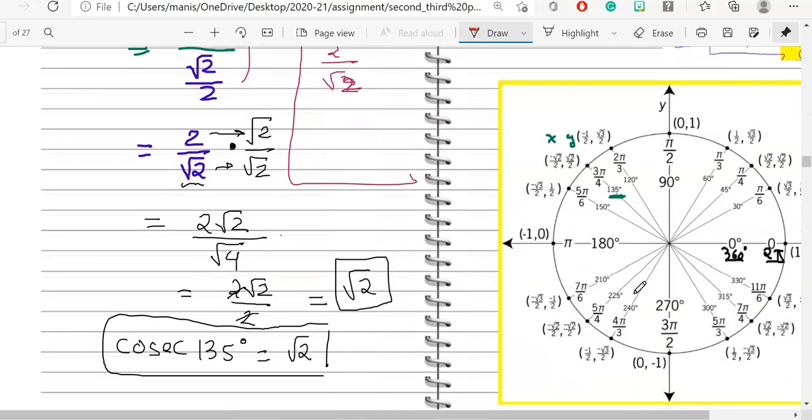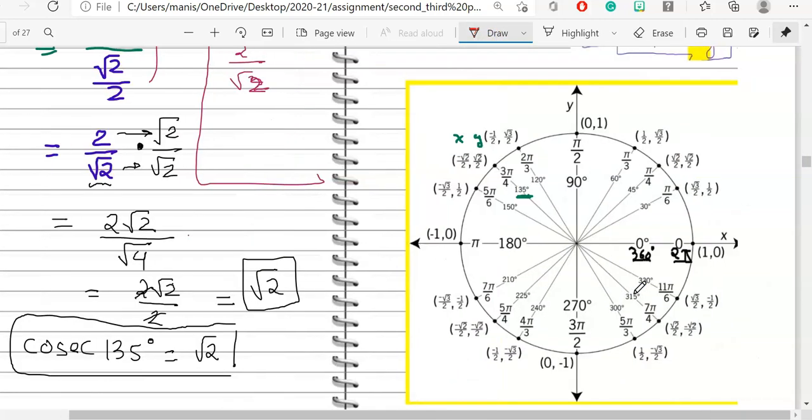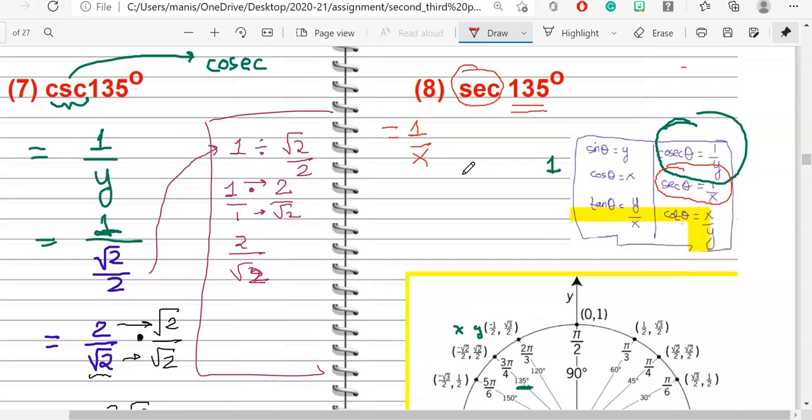Okay, value of x in this case is what? Negative radical 2 over 2. You see this one over here? Negative radical 2 over 2. So I will go over here and I will write my answer: 1 over negative radical 2 over 2. Can I write it like this?